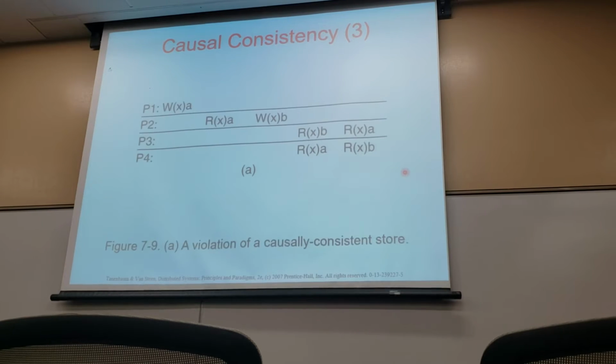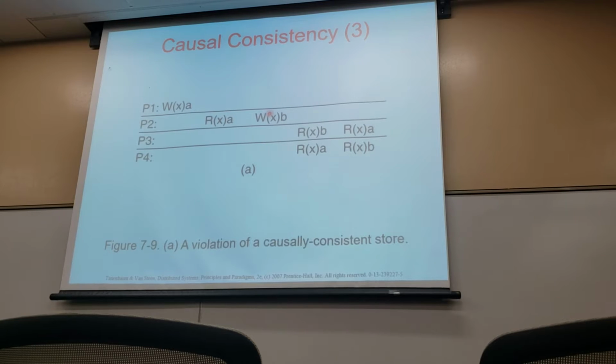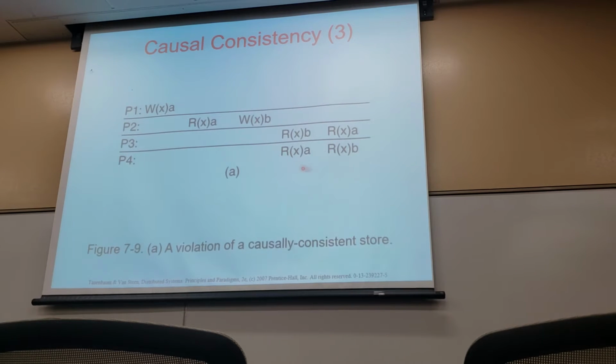Okay, this is a violation of causal consistency. Once again, P2 sees that write. Okay, and because it observed that write, it's possible that observing that write changed its behavior. So WXA and WXB are causally related. Okay, if they are causally related, they have to be seen in the order that they happen. And down here, they are not.